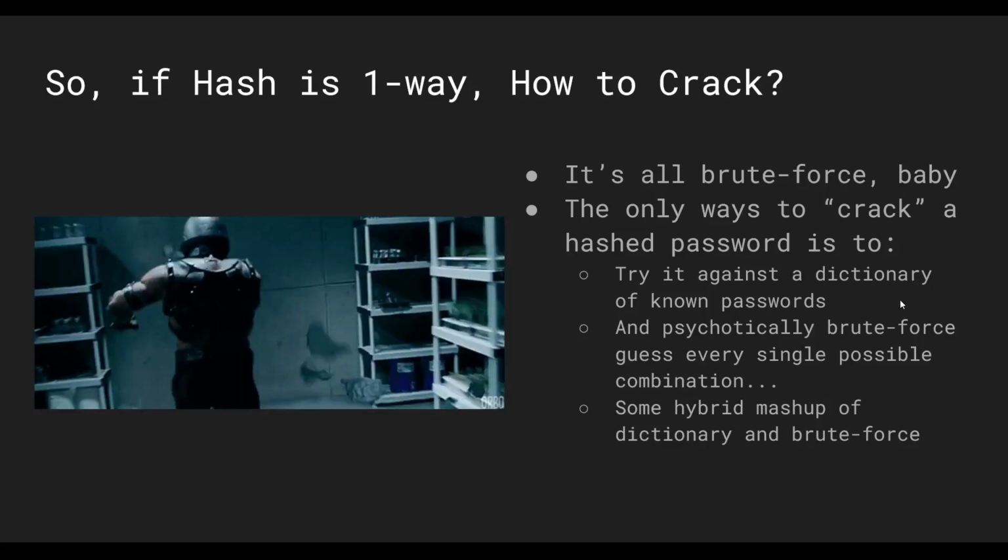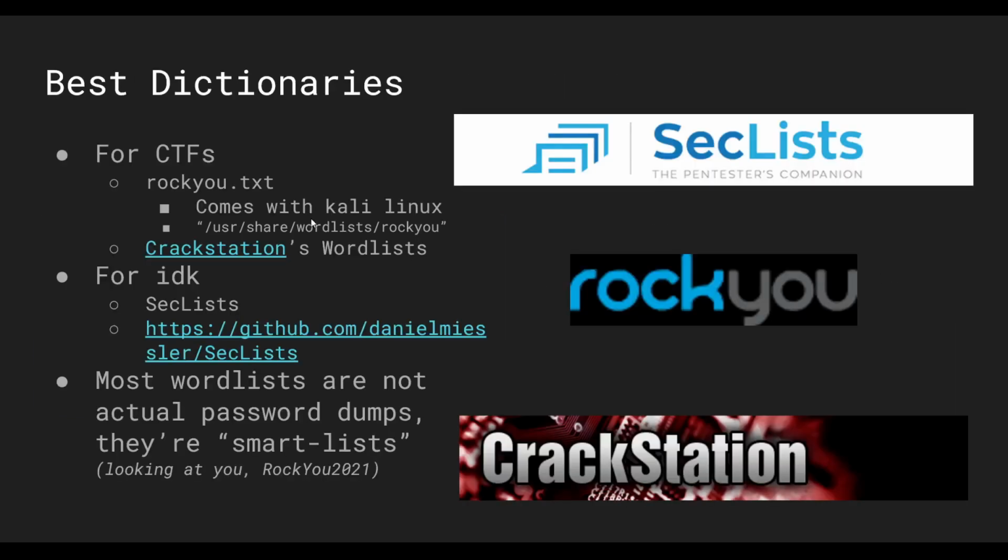And dictionaries are just word lists, and we'll show you word lists in a moment here. So the best dictionary slash word lists are like rockyou.txt. It comes with Kali Linux. It's in the directory /usr/share/wordlists/rockyou. You might have to unzip it or untar it or whatever you want to call that.